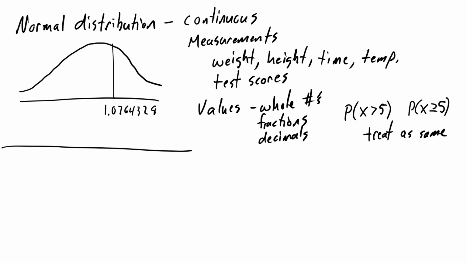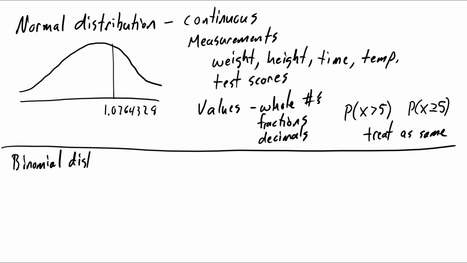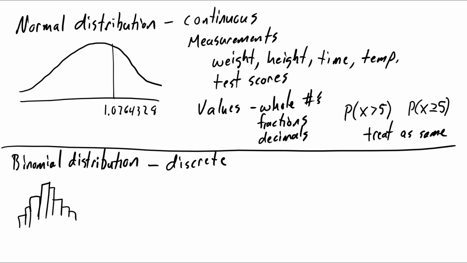All right, so then we have the binomial distribution. The binomial distribution is discrete. And what it looks like, I'm going to draw a terrible picture. I'm going to show you a much better picture here in a minute. The binomial distribution, everything is kind of this stair-step thing because it's discrete. So we can only use whole number values.